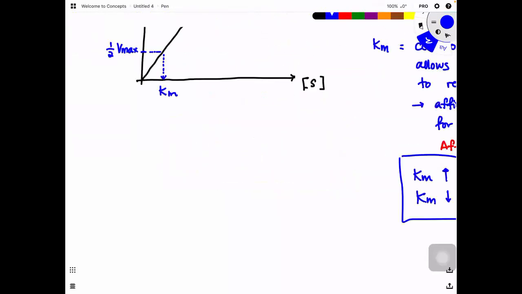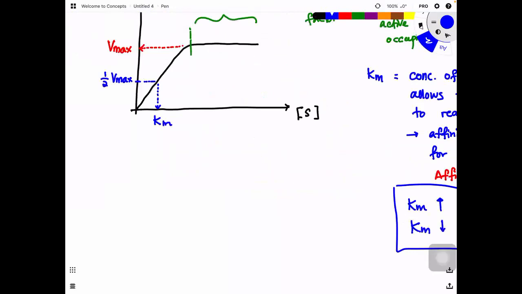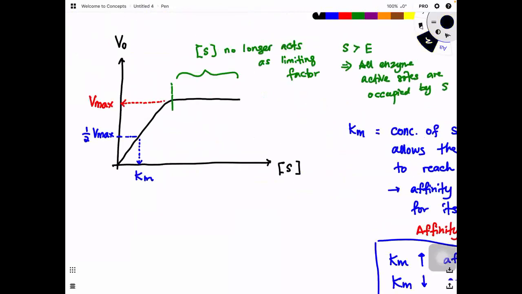So come back to this. This reaction is without inhibitor, normal. But now let us look at what will happen to the graph if we have the competitive inhibitor.